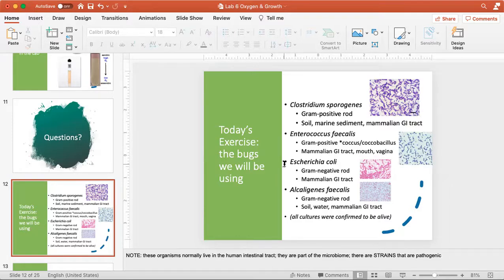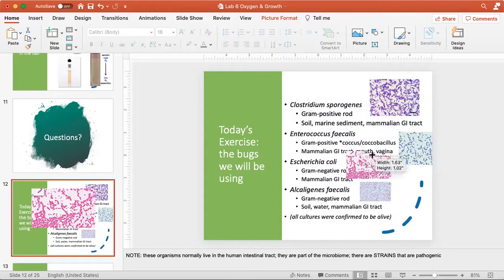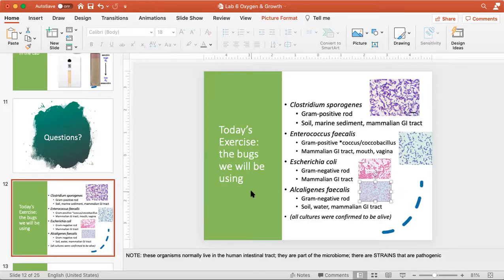Here's our friend E. coli, Escherichia coli. This one is a gram-negative rod, and it lives in the gastrointestinal tract. You can see them magnified a little bit here. 1, 2, 3 cells. Those are rods. And last, we have an organism with a terrible name to pronounce. It's called Alcaligenes faecalis. This one is a gram-negative rod, and it lives both in the intestinal tract and out in the environment, just like Clostridium does.